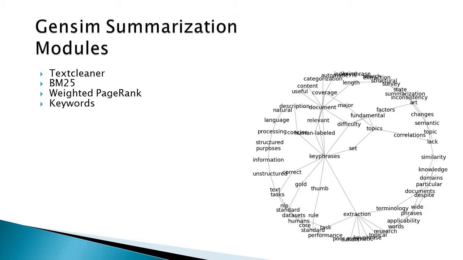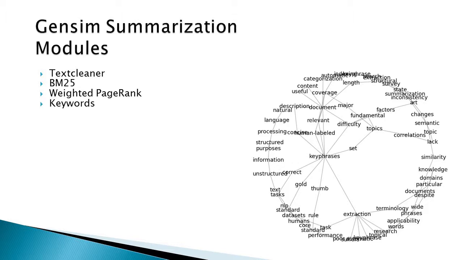Next, on to BM25, which is a summarization module, which is a ranking function that summarizes the document that gets the scores from the corpus. Next, on to weighted page rank, which is an algorithm for the summarization module that helps build graphs that show the probability and weights for the commands. Onto keywords.